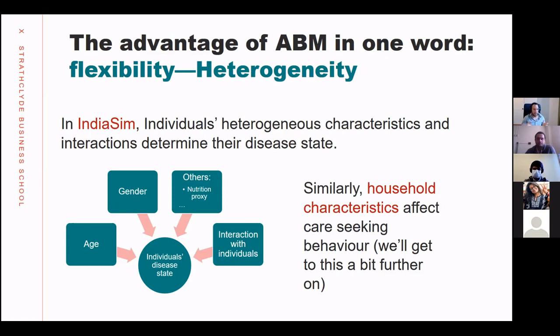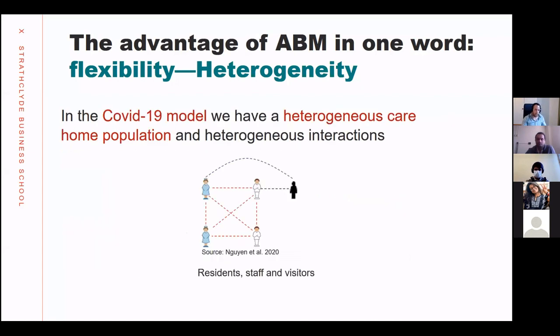Now, in the way we modeled IndiaSim, those are modeled at the household level as opposed to the individual level, because the data we had about behavior was at the household level. We didn't have data on how individuals behave, but on how households behave generally in terms of where they seek care and whether they seek care in different situations. In the care home COVID-19 model, we have a heterogeneous care home population that includes residents, not patients, residents, and staff, and there's also interaction with the external community.